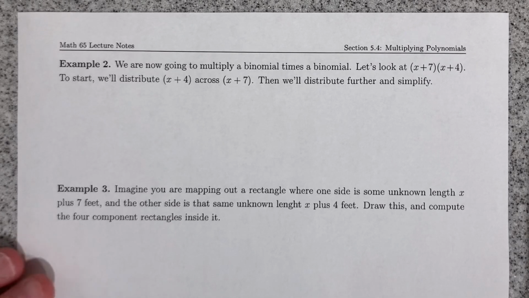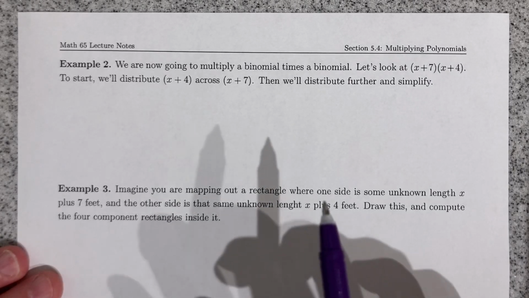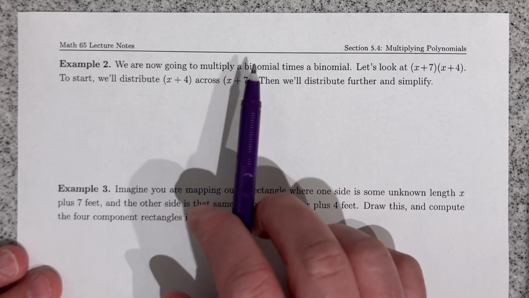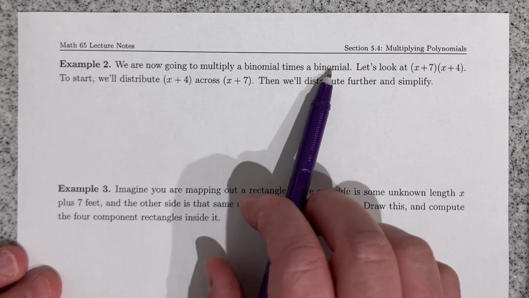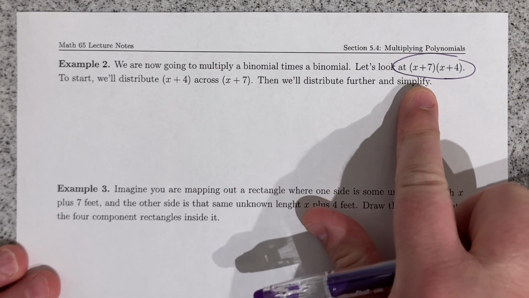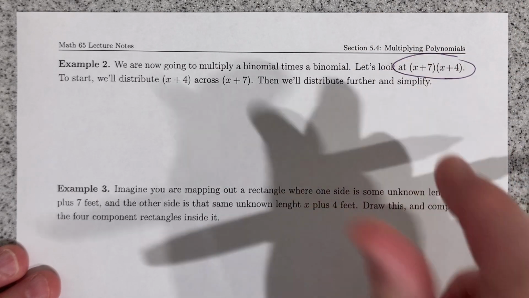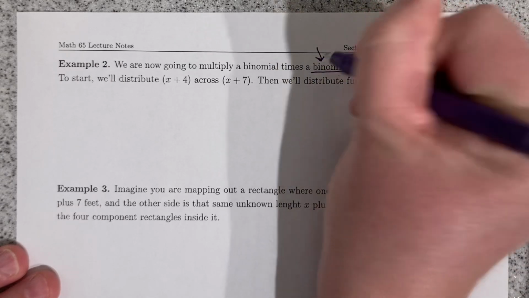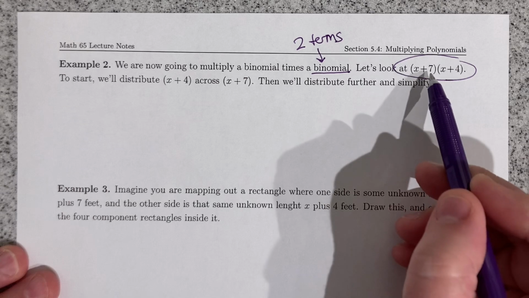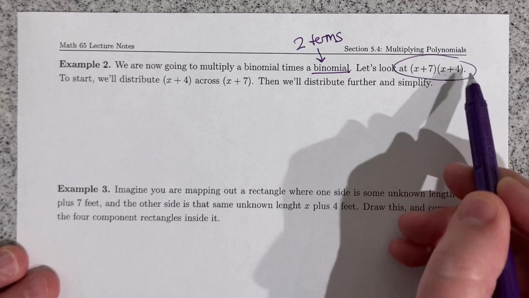The last video did a series of multiplying a monomial by a binomial. So now we're going to switch to multiplying a binomial times a binomial. We're going to start with the example x plus 7 times x plus 4. So binomial means two terms. Hopefully we remember that. So x plus 7, that's two terms. X plus 4, that's two terms.